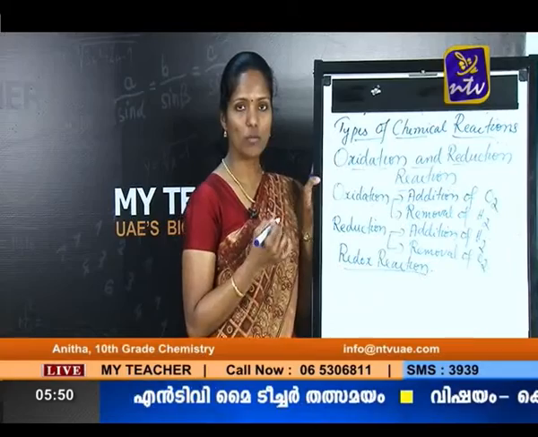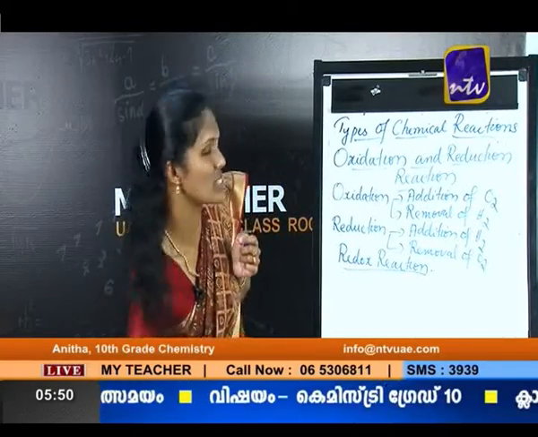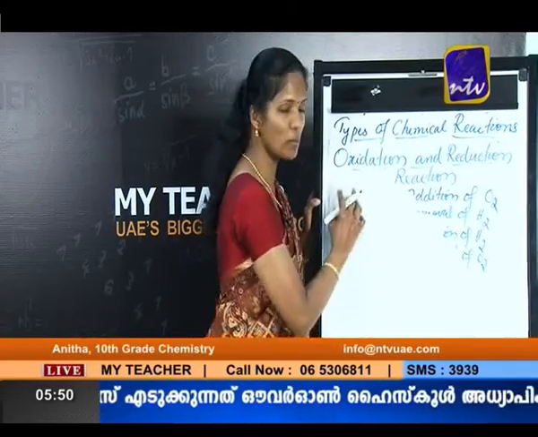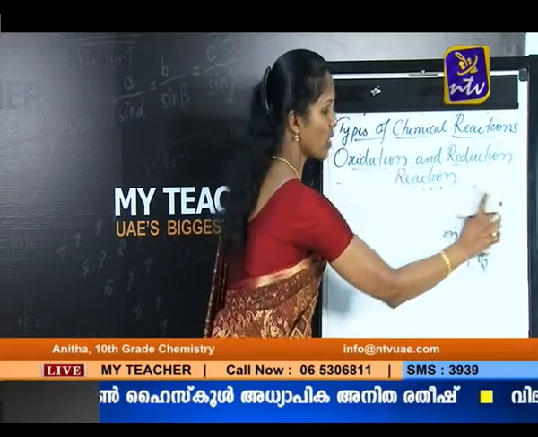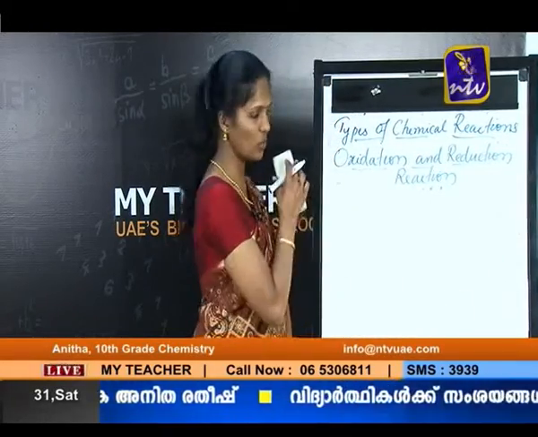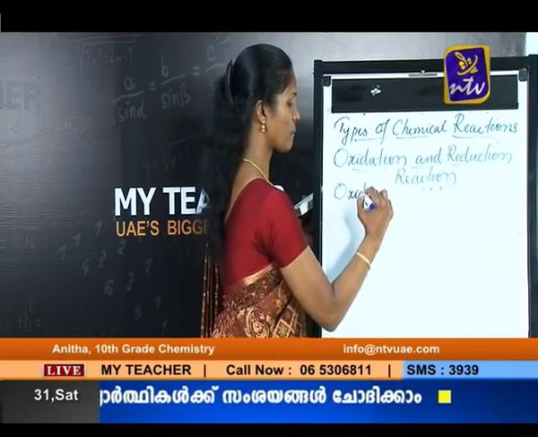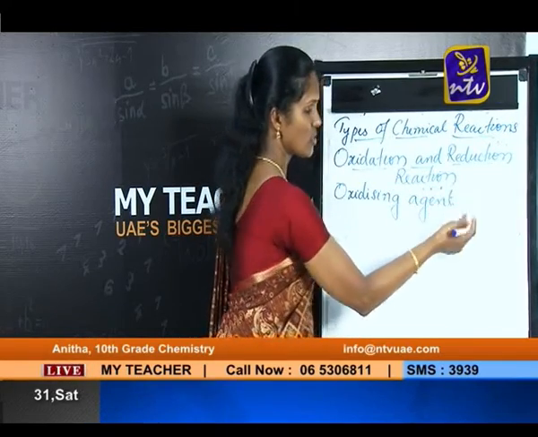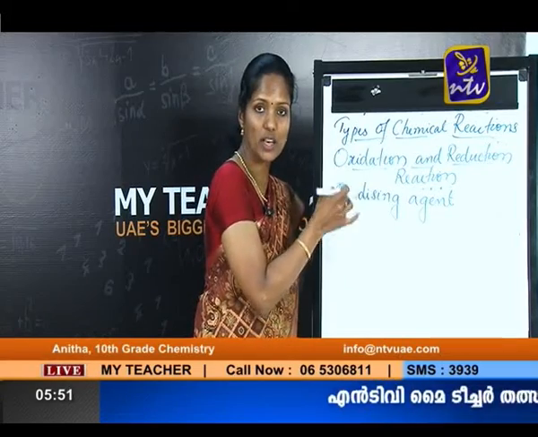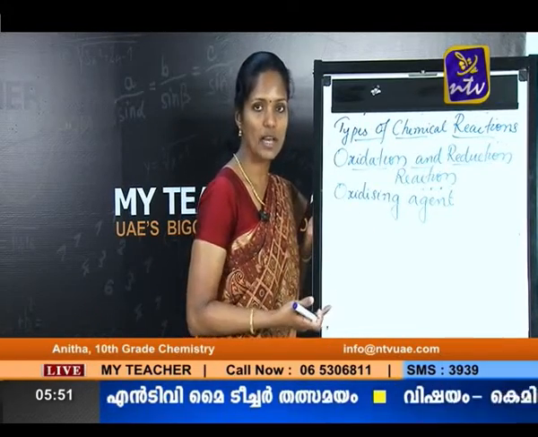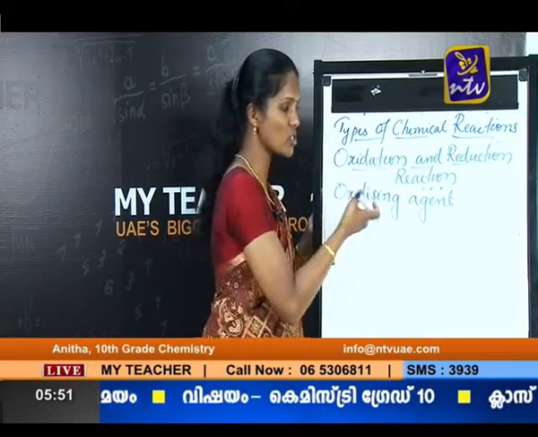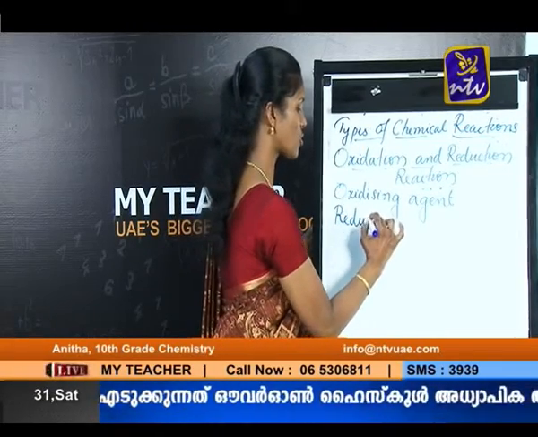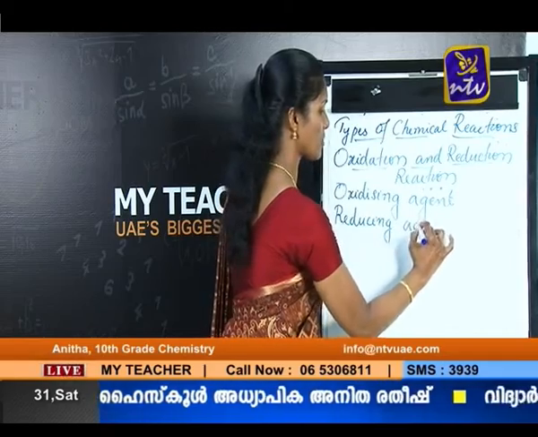Now we have to think about another factor, that is oxidizing agent and reducing agent. The substances which help with oxidation are called oxidizing agents. As the term suggests, the substance which helps the process of oxidation is called an oxidizing agent, and the one which helps reduction is called a reducing agent.